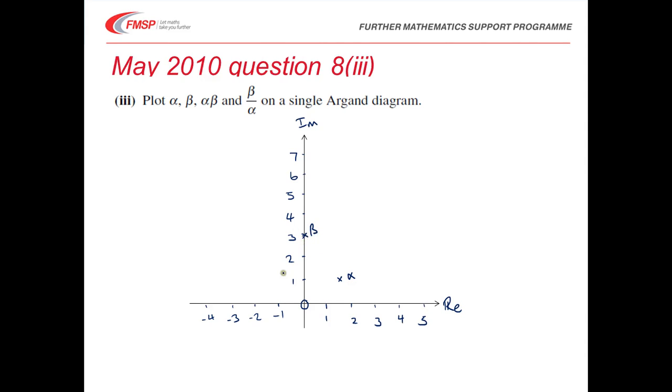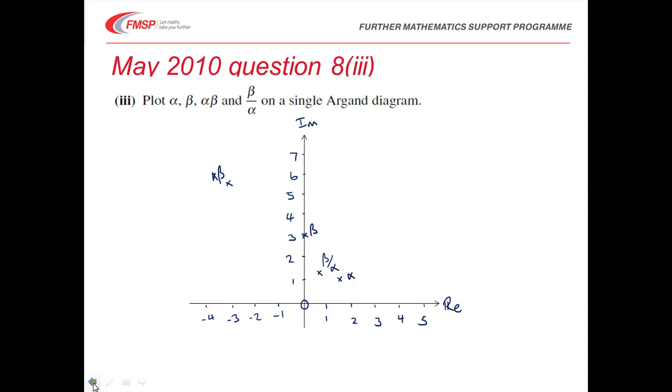Alpha beta is minus 3 plus 3 root 3j, which is a little bit under 6. You can check that on your calculator. So that's alpha beta. And then beta over alpha is 3/4 plus 3 root 3j over 4, which is just a little bit bigger than 1. So there's beta over alpha.